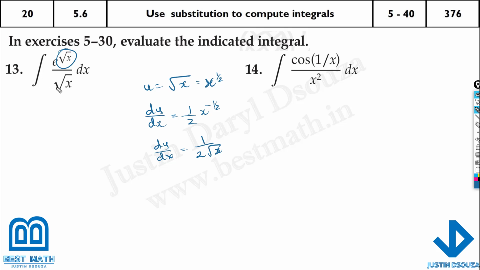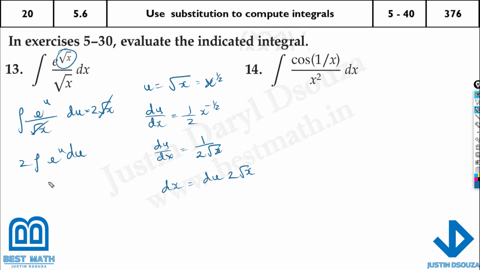So I know something can be done here. The square root can be cancelled. That's why I assume this entire thing as u. And so what is the dx value? dx would be du times 2 root x. Now let's substitute back over here. e to the power u, square root x. What is dx? It's du times 2 square root x. And look here, the square root cancels. You have 2 outside, the constant can be removed outside. e to the power u du. The integration of e to the u is the same thing, so it's 2 e to the u plus c.